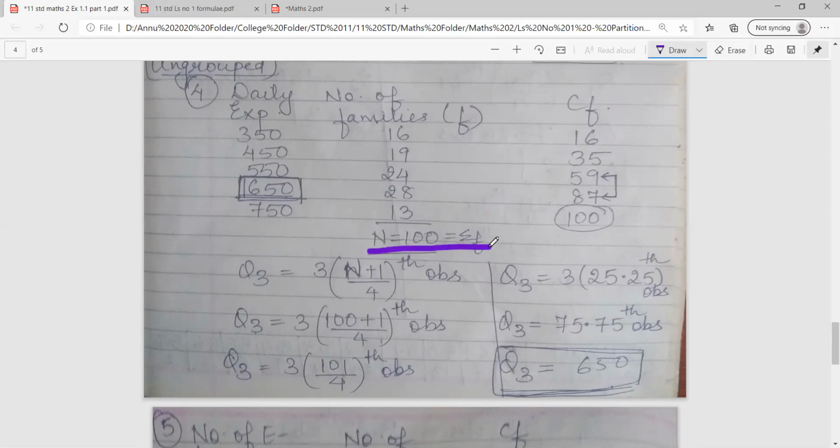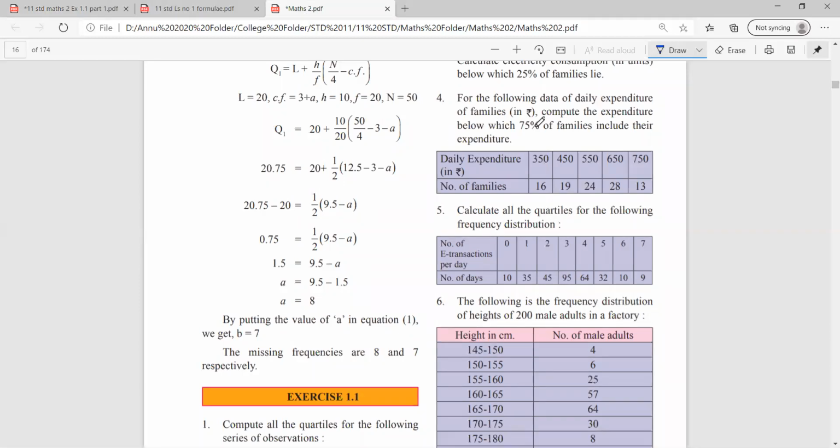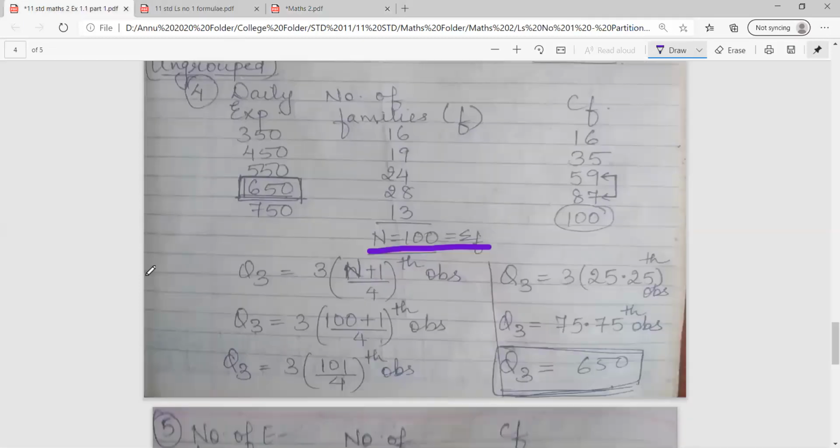100. Now let's see what they have told you to find out: Q3, as we discussed. So here you have to put the formula for Q3. Q3 is equal to 3 into, now as you can observe, class, N has become capital from small, so keep that in mind, (N plus 1) upon 4th observation. So your N over here is 100. 100 plus 1 is 101 upon 4th observation. 101 divided by 4 is 25.25th observation. Multiplying by 3, you get 75.75th observation.